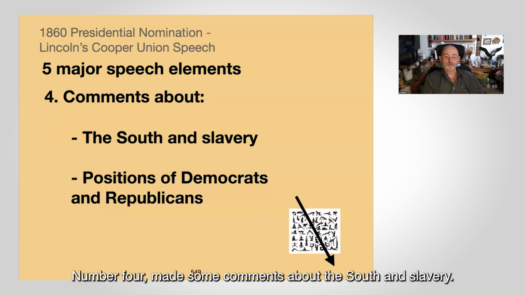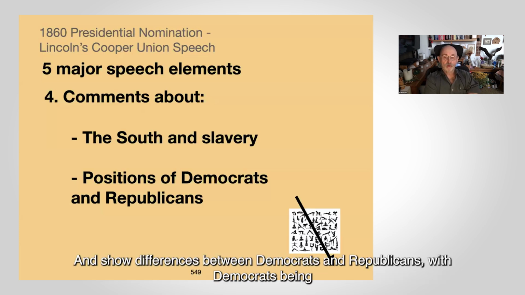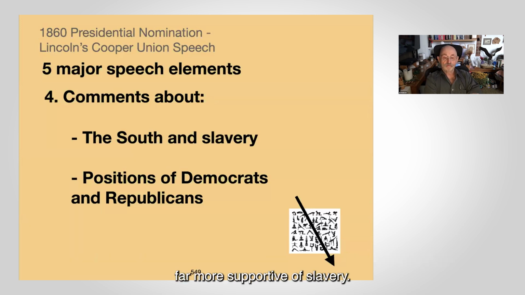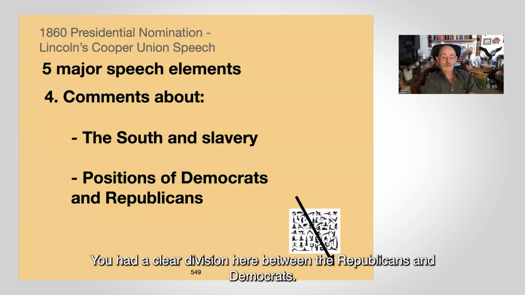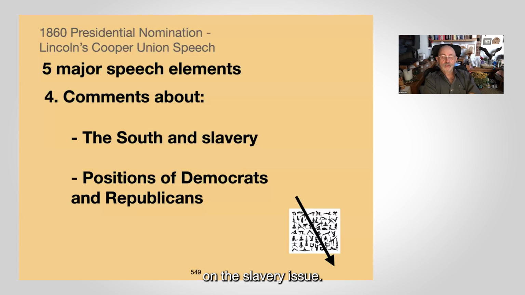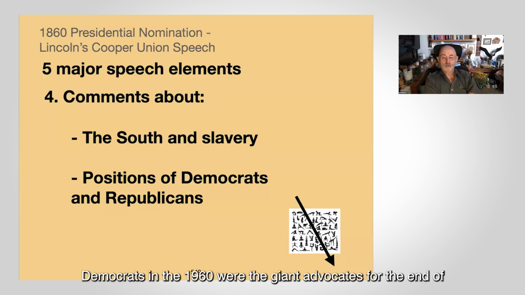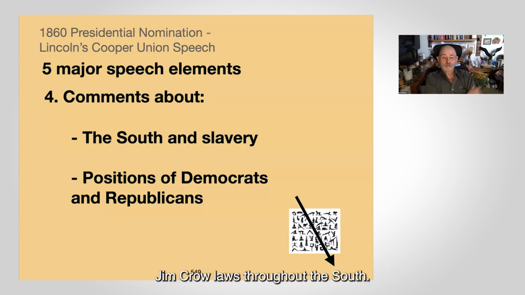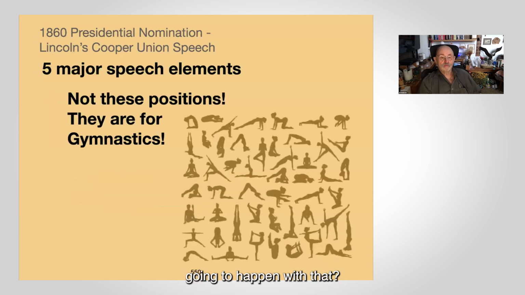Number 4, he made some comments about the South and slavery and showed differences between Democrats and Republicans, with Democrats being far more supportive of slavery. Republicans in their 1856 campaign arguments said abolish slavery. So you had a clear division here between the Republicans and Democrats on the slavery issue. It's interesting because eventually these parties would switch. Democrats in the 1960s were the giant advocates for the end of Jim Crow laws throughout the South, for instance. So anyway, the fourth major item in the speech is about the South and slavery and what's going to happen with that.